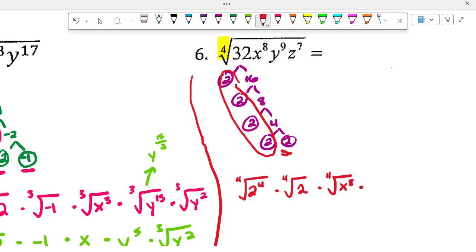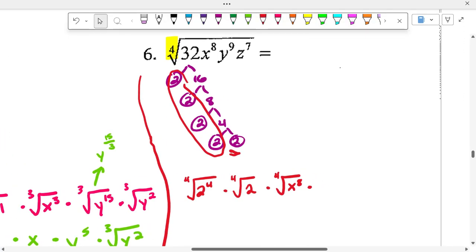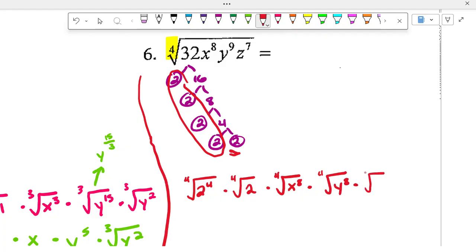How many groups can I make out of y to the 9th? 2. So if I can make 2 groups, what's that as a perfect 4th? 2 times 4, guys. 8. Y to the 8th. And I'm left with what? 1y.